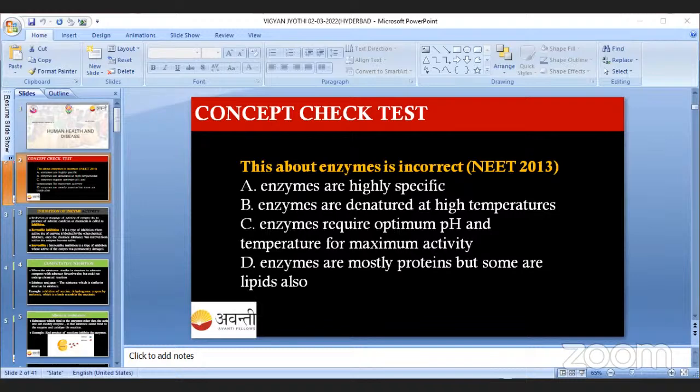Okay. So enzymes are very highly specific. Enzymes are denatured at high temperature, and enzymes require optimum pH and temperature for maximum activity. Enzymes are mostly proteins, but some are lipid also. Okay. So can you answer me, student? I will run the poll. Yeah, you can answer me in the poll.